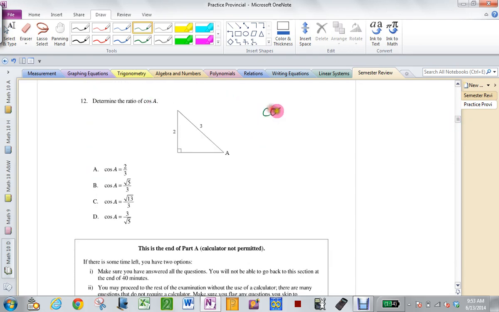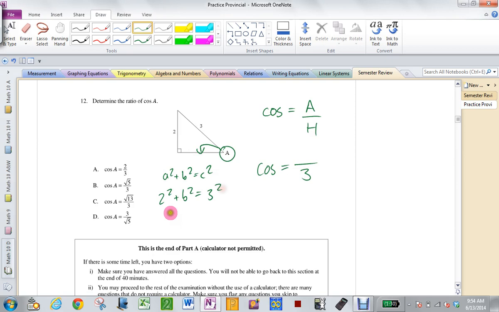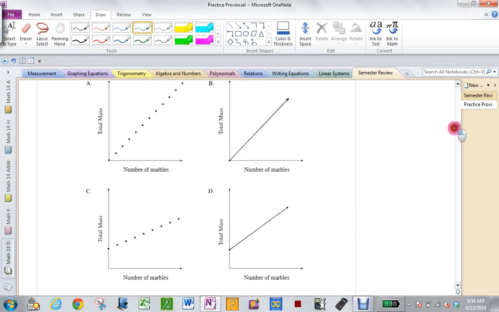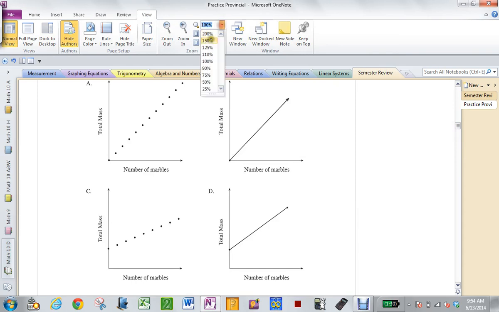Cos A. Cosine equals adjacent over hypotenuse. Here's A. Adjacent, you don't know what it is, but you know that cos A is over 3. How do you find the third side of a right angle triangle? A squared plus B squared equals C squared. So 2 squared plus B squared equals 3 squared. 4 plus B squared equals 9. B squared equals 5. So B equals root 5. So that goes up there. B. I'm going to have to make this smaller to fit it all on the screen.